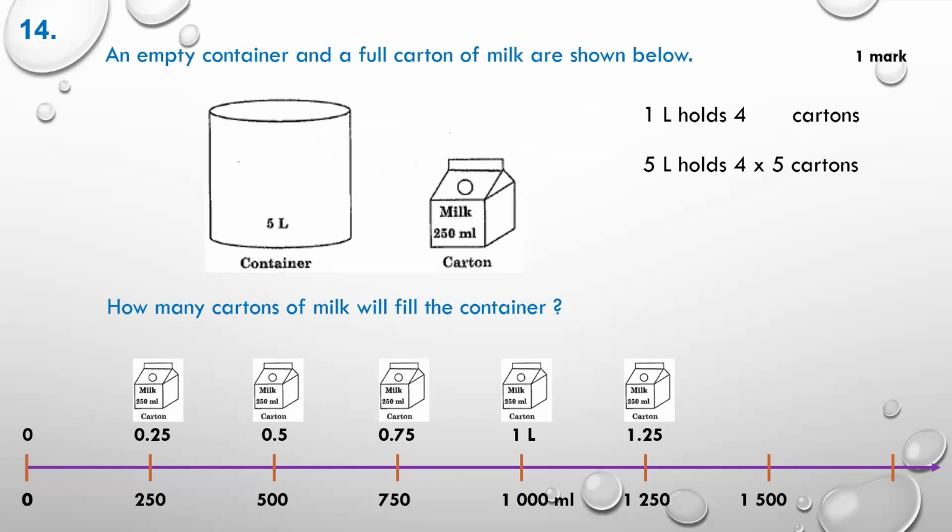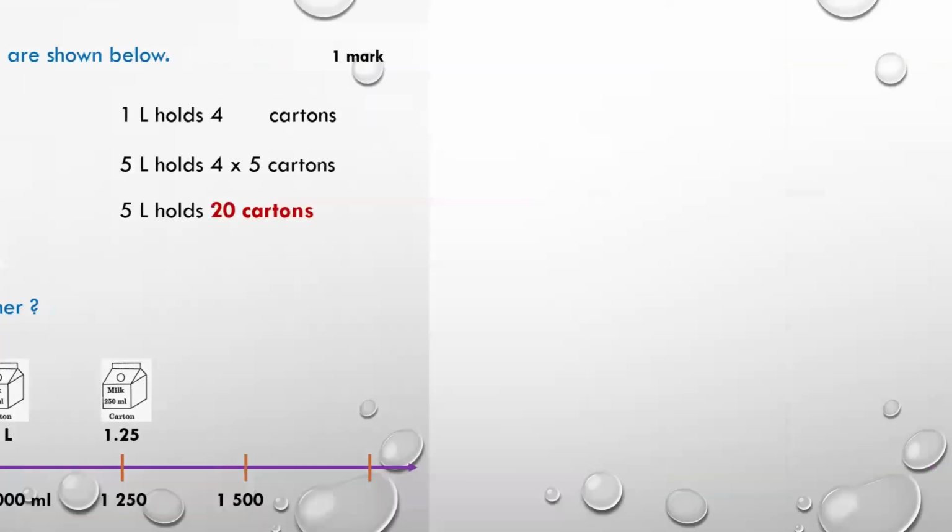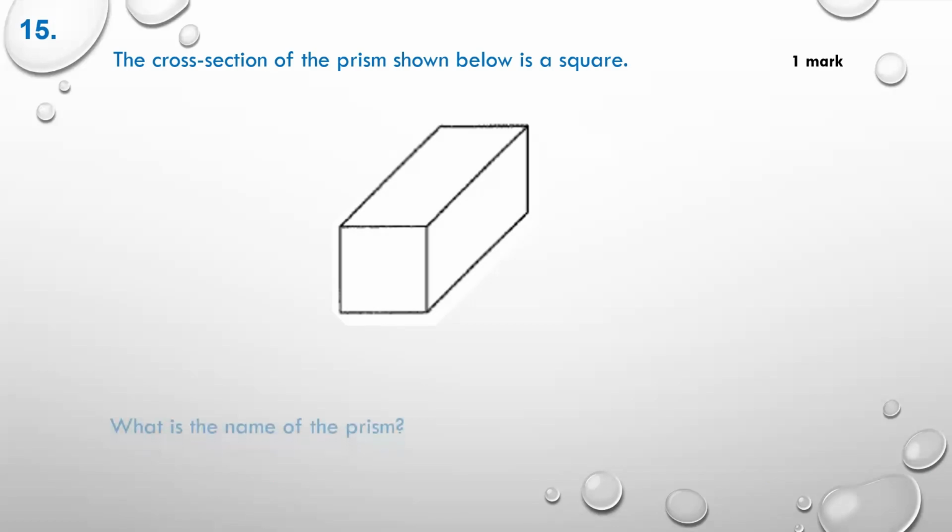Right? If 4 cartons make up a liter, and we want 5 liters, then we'll have 4 fives are 20 cartons of milk. So 20 cartons of those small milk packs, if we empty it into the container, will fill the entire container. 4 cartons would only fill 1 liter, and another 4, another liter, and another 4, and we have 5 sets of those. 5 fours are 20. So in number 15, the cross-section of the prism shown below is a square.